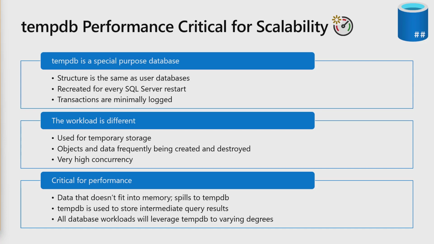tempdb is used for temporary, non-durable storage where objects are frequently created and destroyed. This is different from most user databases as the schema is mostly fixed. In user databases, you may add and modify data, but you're not commonly and frequently creating and destroying objects, dropping objects, adding and removing columns, and so forth. So for the most part, your schema is relatively stable in a user database.